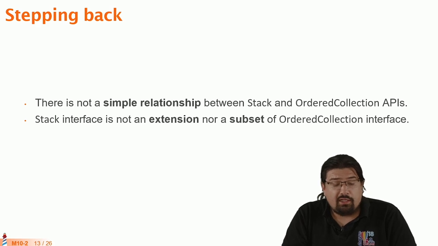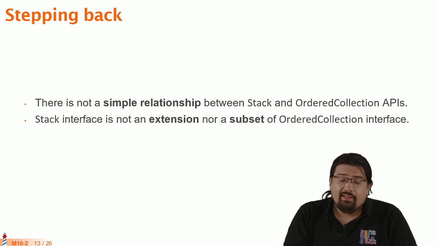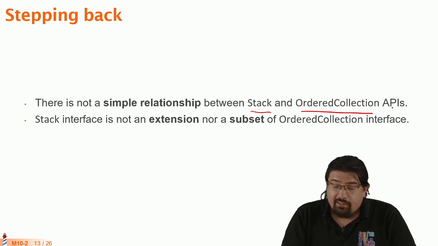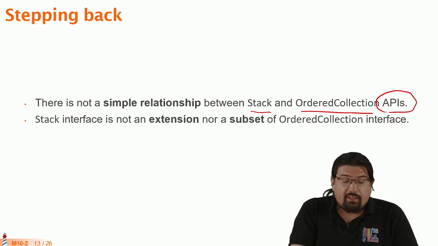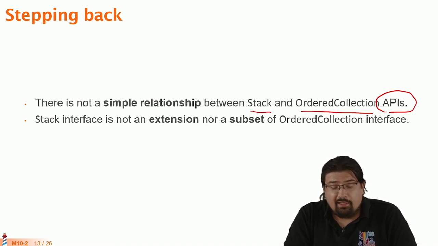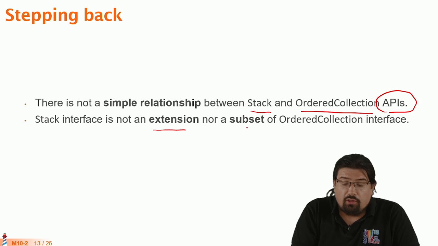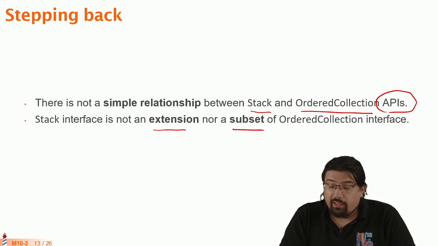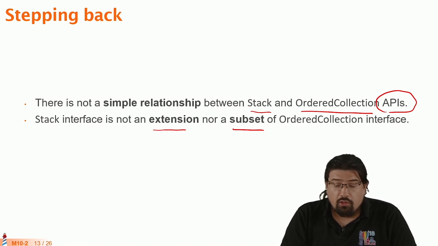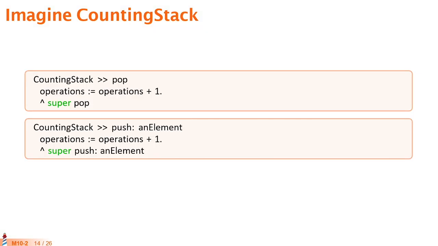So, taking this into consideration, we can see that there is no clear relationship between a stack and ordered collection. We are analyzing this relationship from the API. We are thinking of them from the point of view of the client. The interface that we expose in the stack is not an extension or a subset of the ordered collection. There is no way that we can find this kind of extension. It's not that we are adding new operations to ordered collection but keeping the previous ones, or just using some part of them.